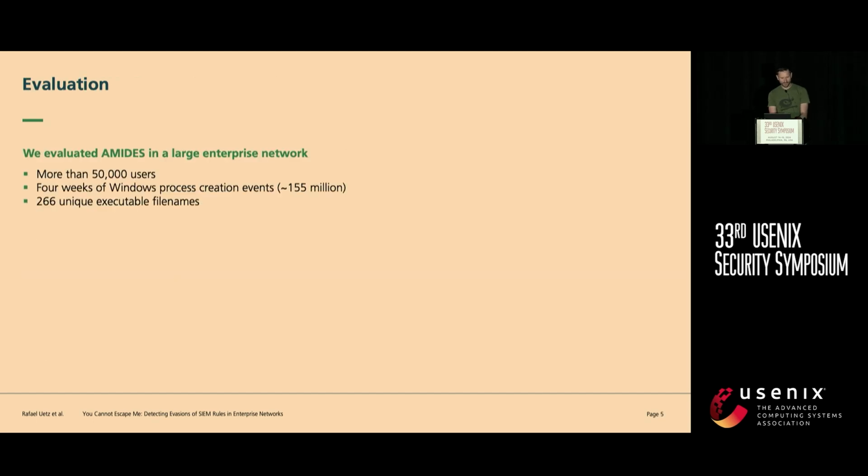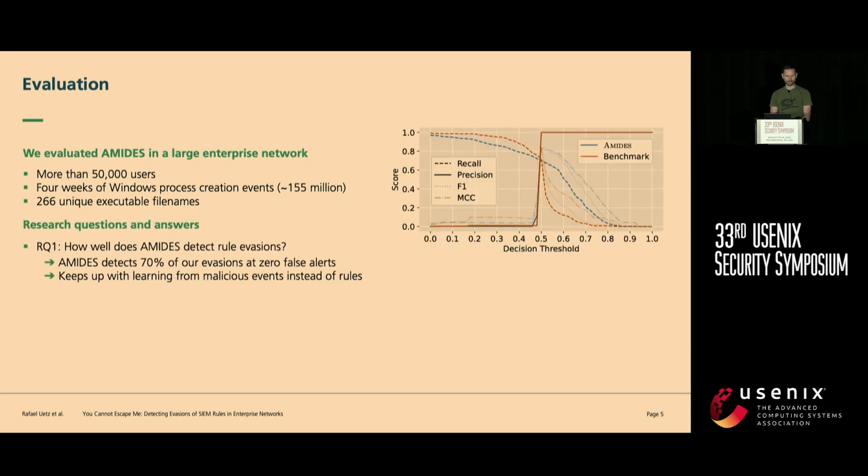Okay. We evaluated AMIDES in a large enterprise network with more than 50,000 users and 4 weeks of Windows process creation events. And we posed 3 research questions, the first being, how well does AMIDES detect rule evasions? And we found that AMIDES detects 70% of our evasions without any false alerts. We also compared AMIDES to a benchmark approach where we learned from malicious events instead of rules and found that they work equally well at the point of having no false alerts.